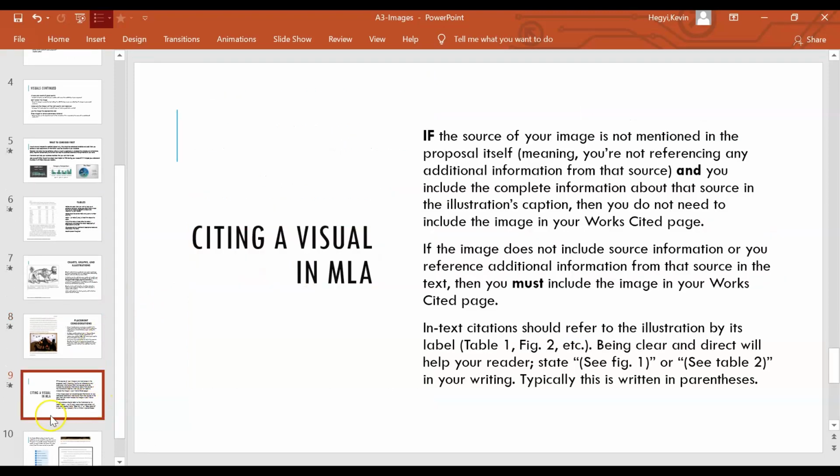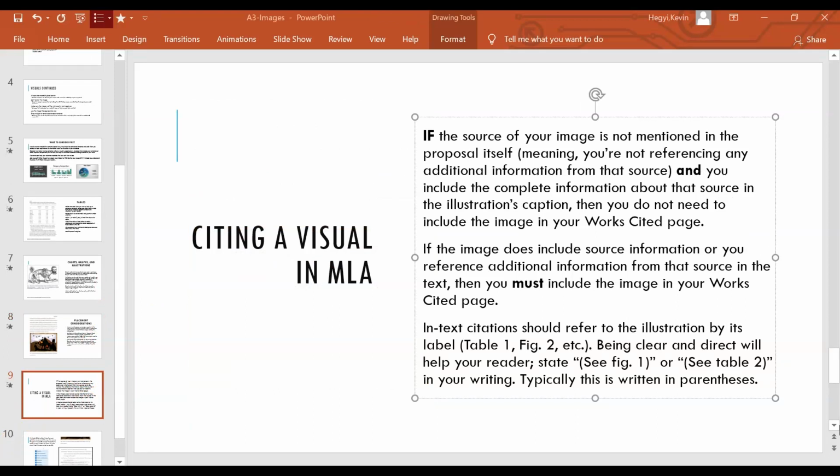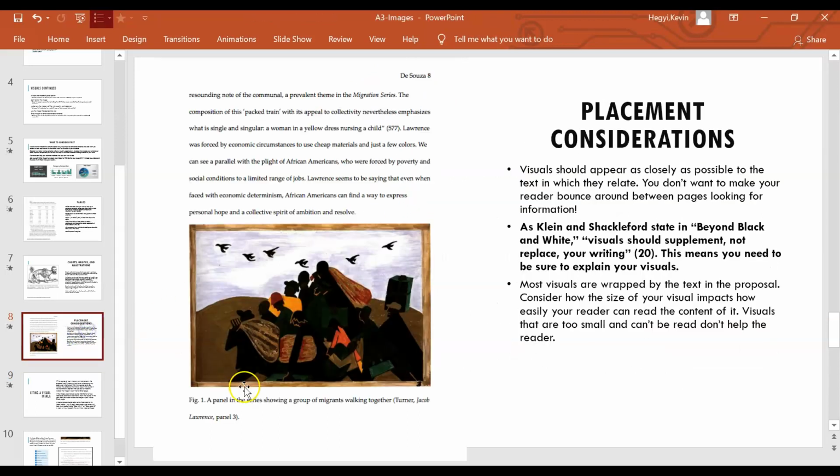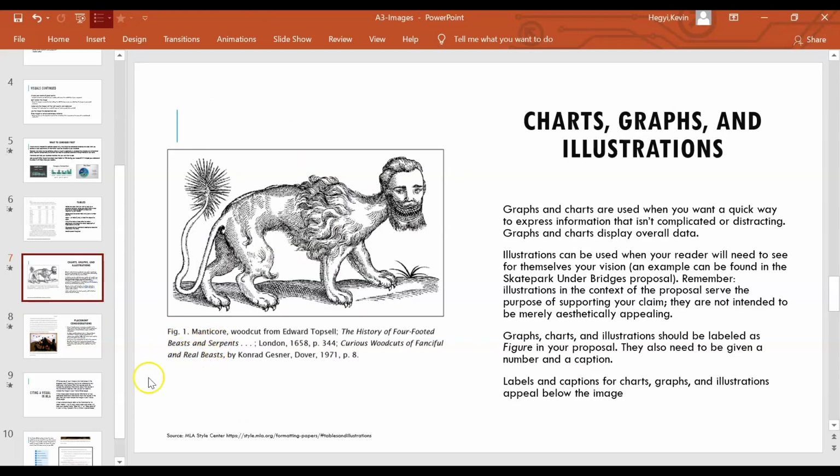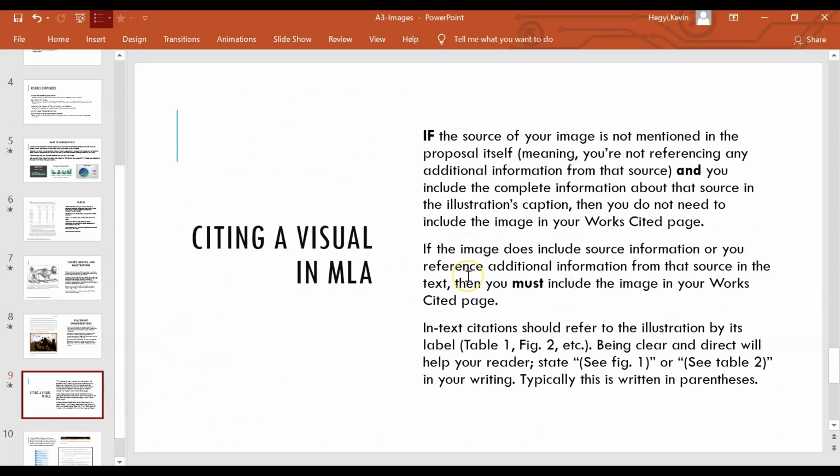So here's an important anomaly for how we cite visuals in MLA. It's kind of a weird thing. If the source of the image is just something that we're getting for the image itself, then all we need to do is complete the citation underneath the illustration's caption, like happens here or here. So all we need to do is that. But if we use the image in the source, so say we get our graph that we choose to include in our proposal from a peer-reviewed research paper that we're using other information from, then we have to include the image in our works cited page.